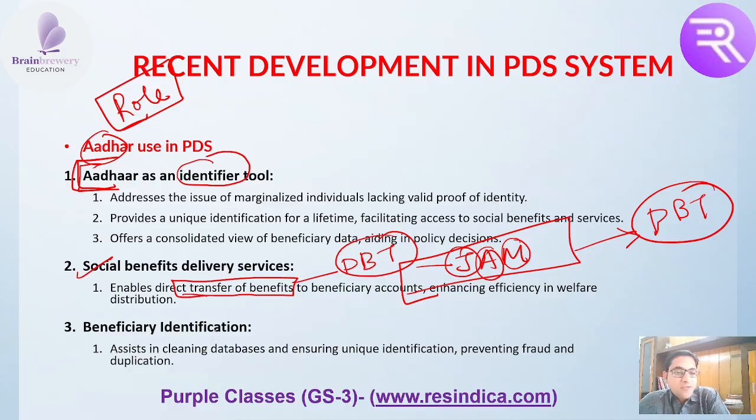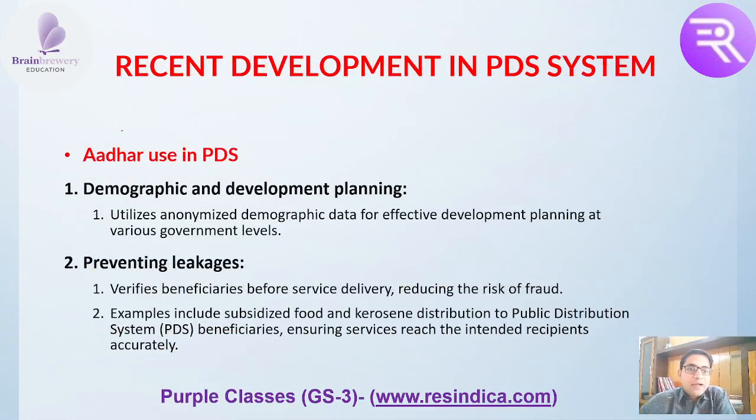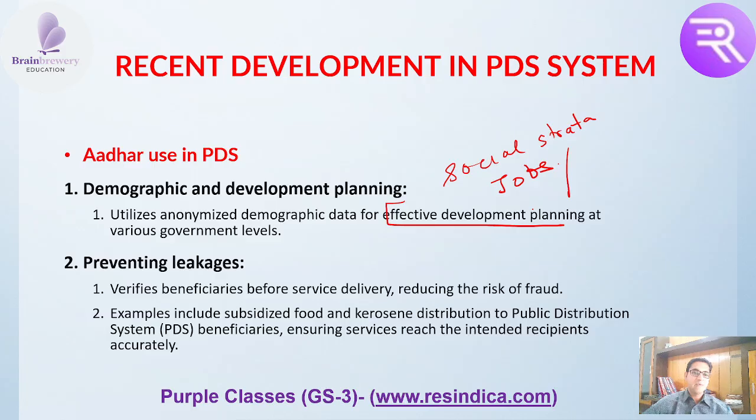This is helpful in cleaning the database so that no duplication happens. If there is any duplication, the duplicate data will be removed from there. So there should be no double identity. So Aadhaar is very, very important. Then demographic and development planning. If you have Aadhaar data, you can understand what type of people, from which social strata, what type of jobs these people were working in, and for how long they have been doing the job. So we can make effective development planning at various government levels.